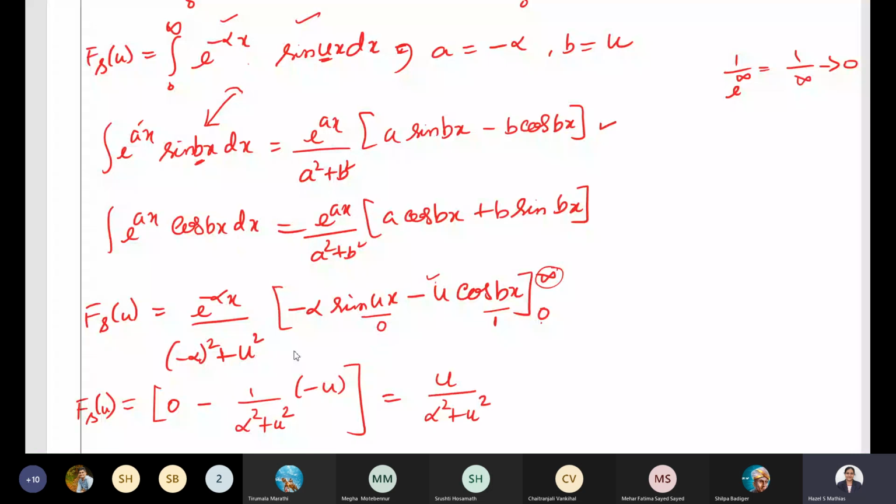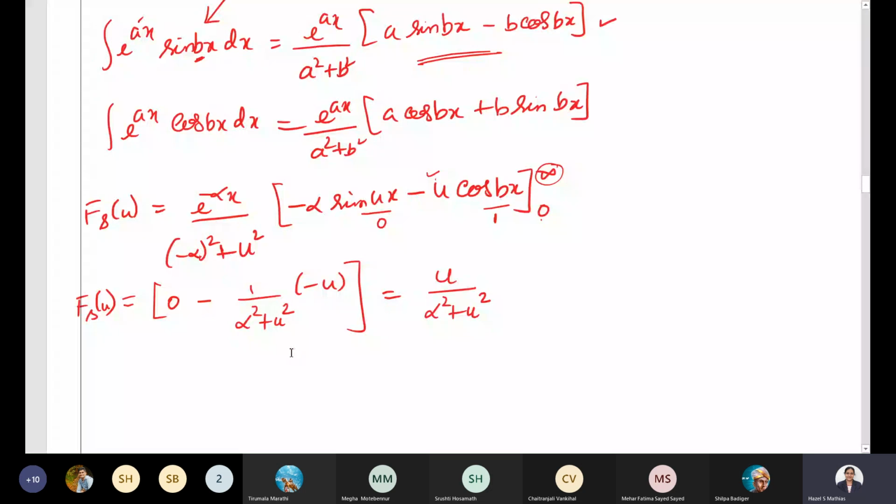Anybody has any doubt? Within 2 steps you get it if you apply this formula. This formula I have been explaining since day one. We have learned this in Laplace transforms as well. Anybody has any doubt? Check this once again. Okay. Next, after we find Fourier sine transform, now let's find Fourier cosine transform.